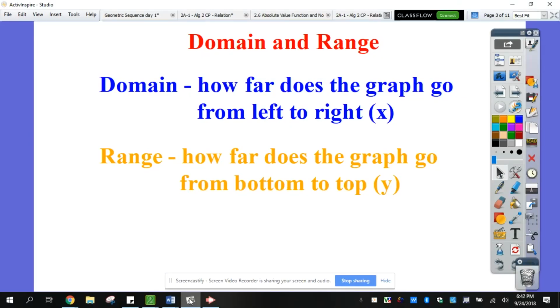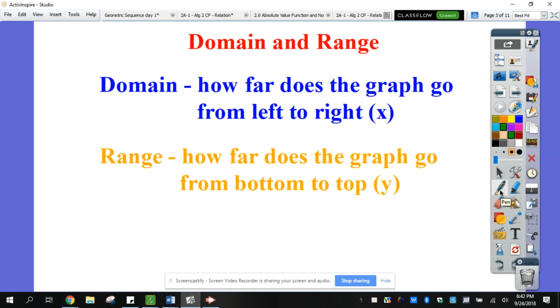Hi there. Today we're going to go over domain and range. We're going to determine the domain and the range of a given function. We all know the domain is the set of x values. The range is the y's. Okay.